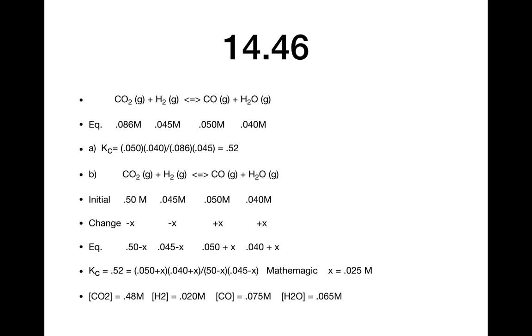So 0.50 molar is our new molarity for CO2, 0.045 molar for H2, 0.050 molar for CO, and 0.040 molar for H2O. Our change is, because we now have too much CO2, minus X, plus X, and plus X. So 0.50 minus X, 0.045 minus X, 0.050 plus X, and 0.040 plus X. Plugging those values into Kc, we get the products over reactants, 0.050 plus X, 0.040 plus X, over 0.50 minus X, well, missed a decimal there, and 0.045 minus X.